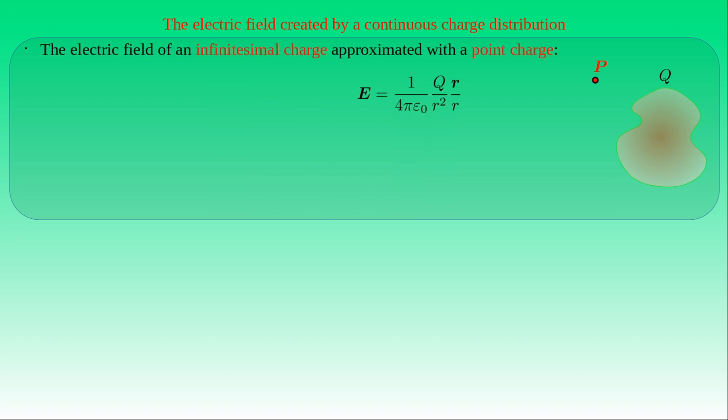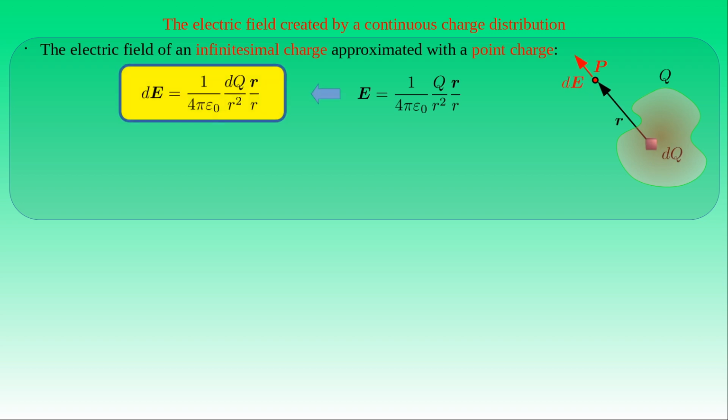The electric field E of a point charge Q in the point P is equal to 1 over 4 pi times epsilon naught, times the charge Q divided by the square of the distance r between the point charge and the point P, times the position vector r pointing from the point charge to the point P divided by the distance r. If the source of the field is the infinitesimal charge dq approximated by a point charge, then its contribution dE to the electric field in the point P is given by 1 over 4 pi times epsilon naught, times the charge element dq divided by r squared, times the vector r divided by its length. Here the vector r points from the charge element to the point P.